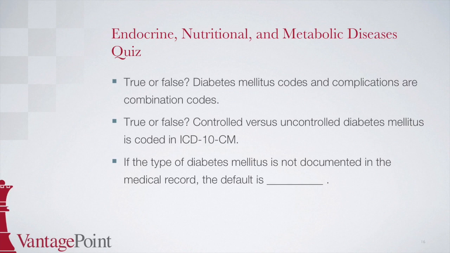The answer to our first question is true. Diabetes and resulting complications are combo codes in ICD-10. The answer to the second question is false. Controlled versus uncontrolled diabetes is not present in ICD-10. Instead, we code for the type of diabetes and resulting complications. Our third answer is type 2 diabetes.